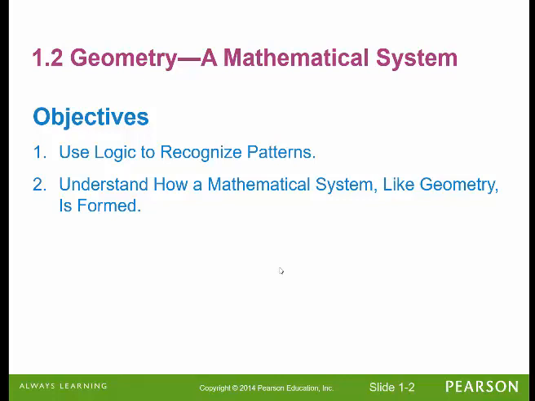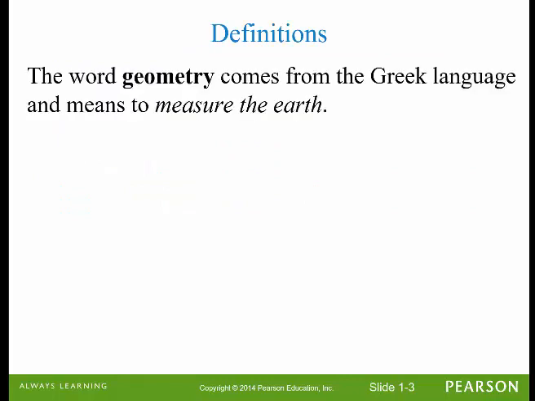So we have two objectives in this short lecture video. The first one is we're going to use logic to recognize patterns, and I'll do a couple examples. And then we want to understand how a mathematical system like geometry is formed. All right, so we'll start with some definitions. The word geometry comes from the Greek language and it means to measure the earth. And that's what you would think of when you think of geometry. It's like shapes, objects, measurements of some type.